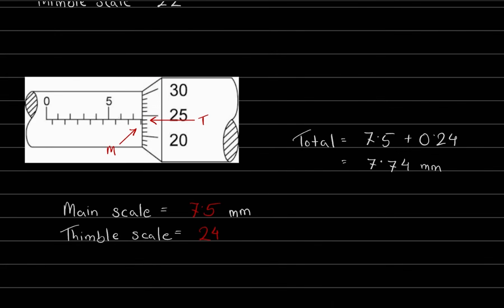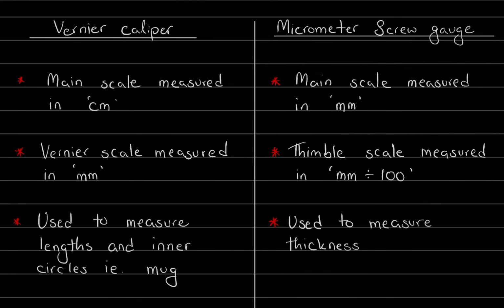Moving on to the next sum, here you can see the main scale is 7.5 and the thimble scale is 24. So we're adding it up and finding 7.74. Let's do a recap, shall we? Vernier caliper has a scale of centimeter, whereas millimeter is used in micrometer screw gauge. The Vernier scale is in millimeter, but in the thimble scale, it's not millimeter, it's millimeter divided by 100. Vernier caliper is used to measure the length and the inner side of a donut, for example, a mug, and the micrometer is used to find thickness.